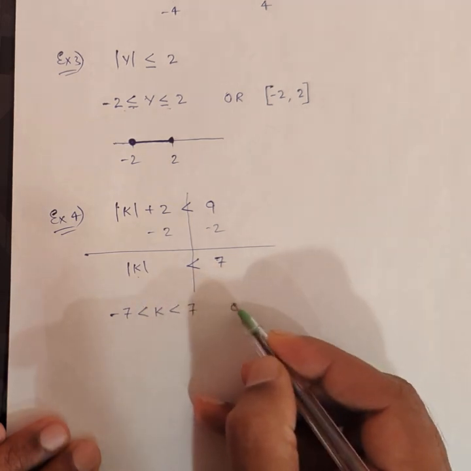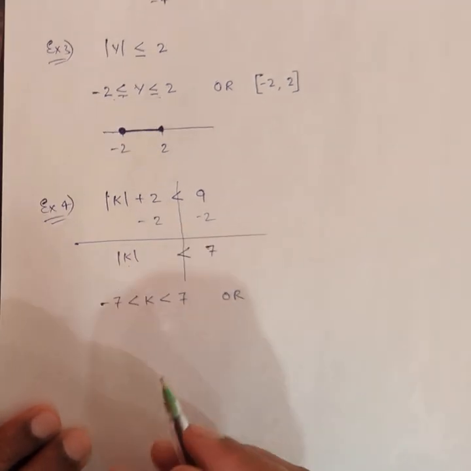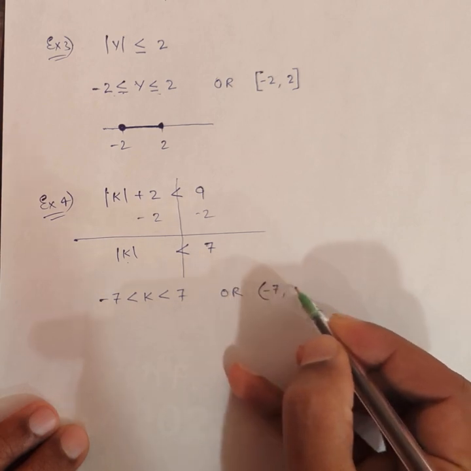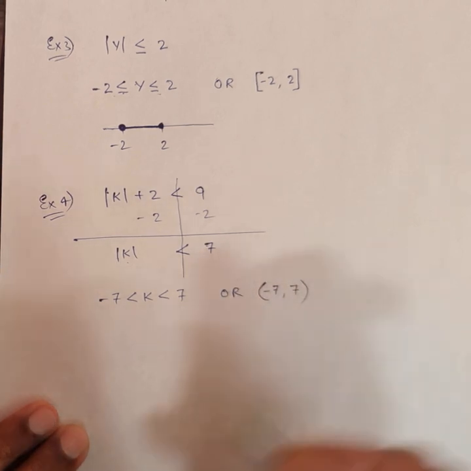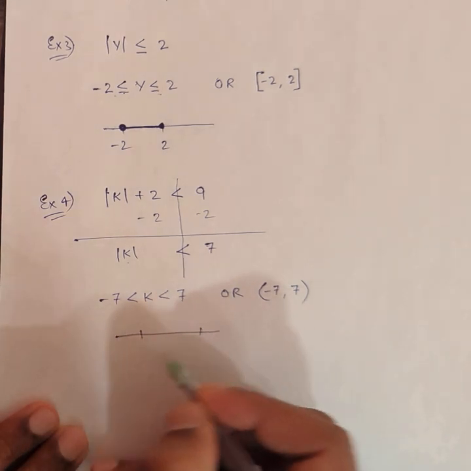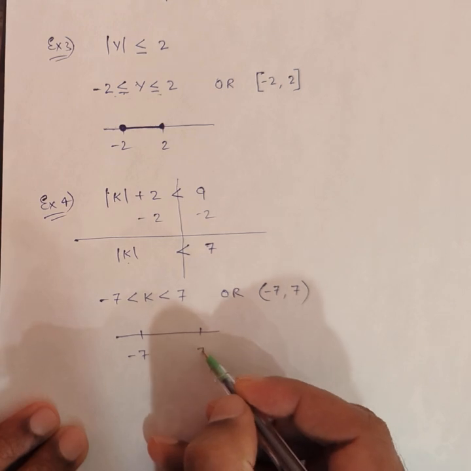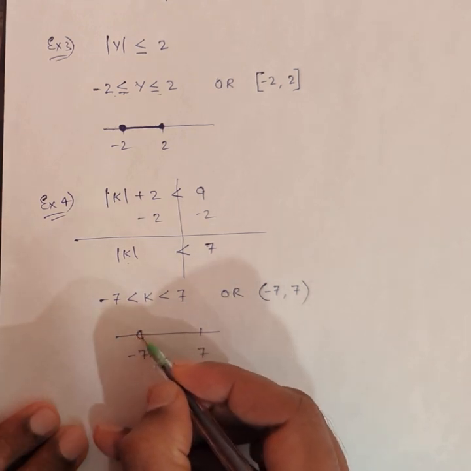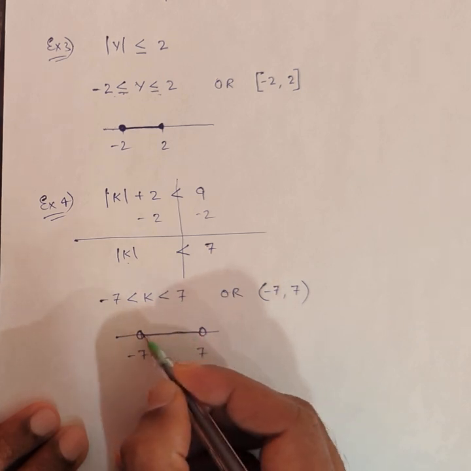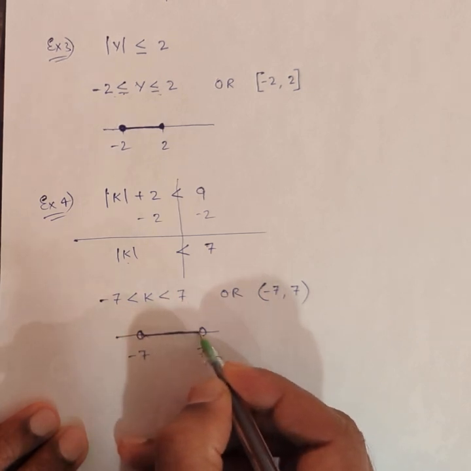So there you go. That's using inequalities. You can also express this using interval notation. And you can graph negative 7 to positive 7. And since the boundaries are not included, the boundaries are going to be open circles.